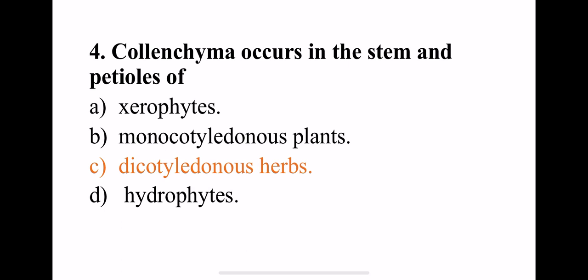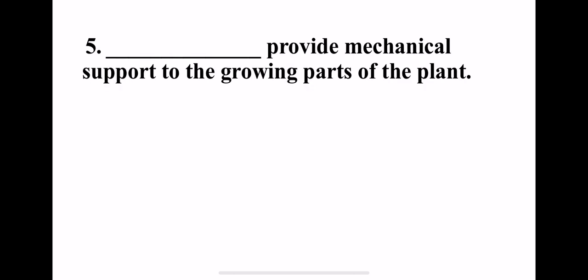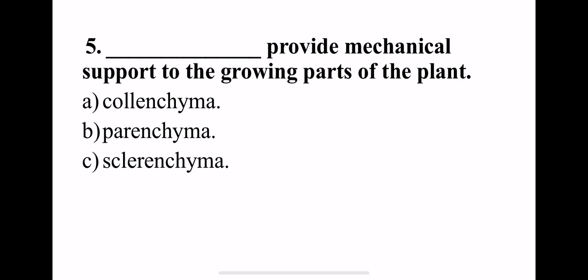While explaining the stem, I differentiated the dicot stem and monocot stem. Hypodermis is made up of collenchyma. So remember the anatomy of all three, that is stem, root and leaf, so that you can answer correctly. Collenchyma occurs in the stem and petioles of dicotyledonous herbs. So option C is the correct answer. Next, dash provides mechanical support to the growing parts of the plant. It is a direct question from the textbook. Without considering any other option, you can say it is sclerenchyma.